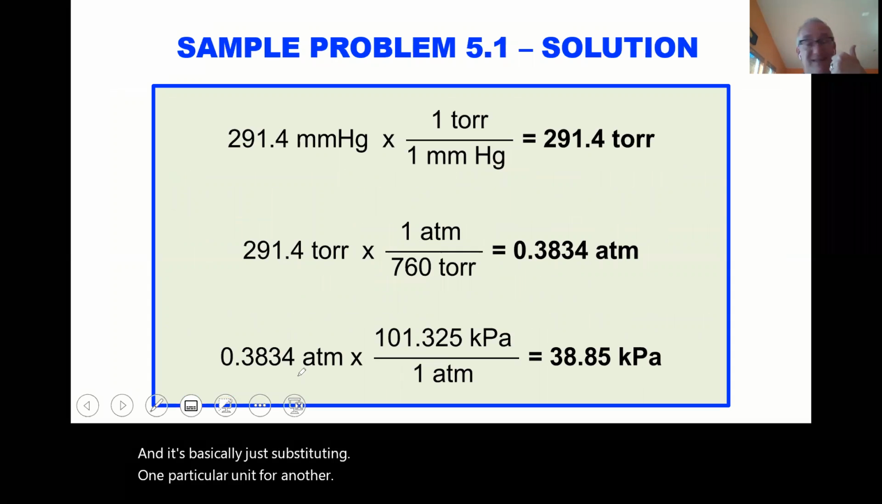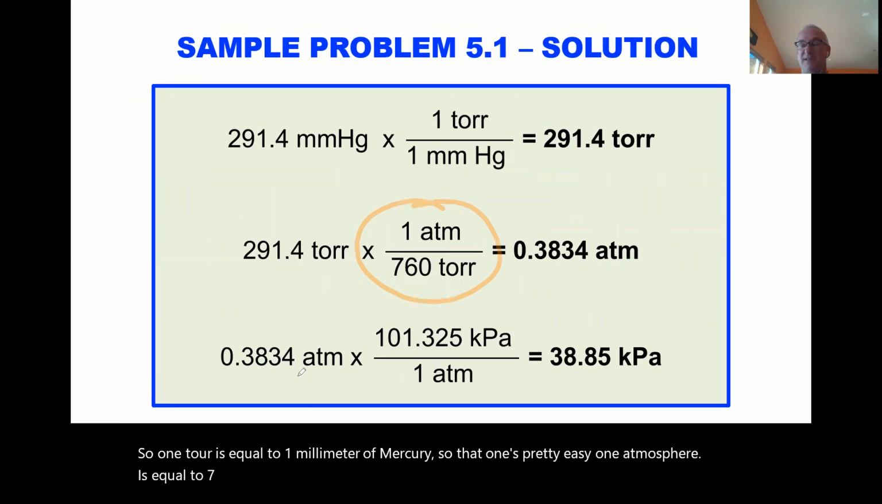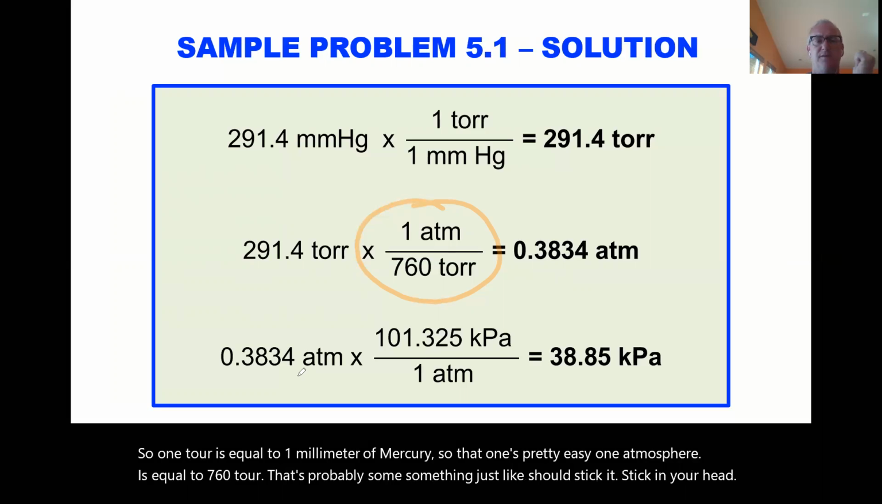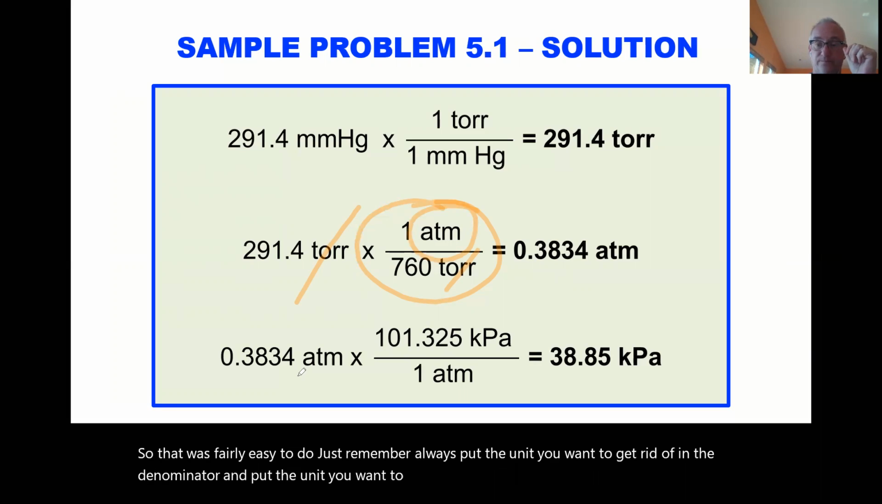So 1 torr is equal to 1 millimeter of mercury. So that one's pretty easy. 1 atmosphere is equal to 760 torr. That's probably something that should stick in your head. So that one's fairly easy to do. Just remember, always put the unit you want to get rid of in the denominator and put the unit you want to keep in the numerator.